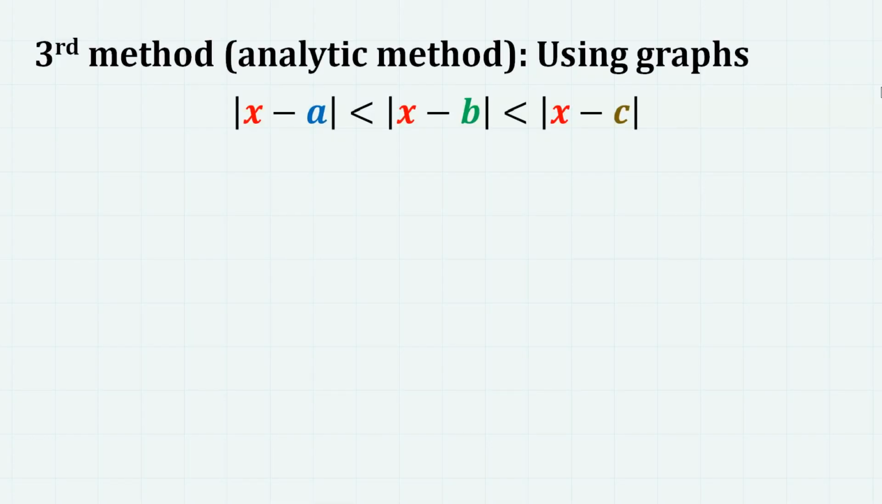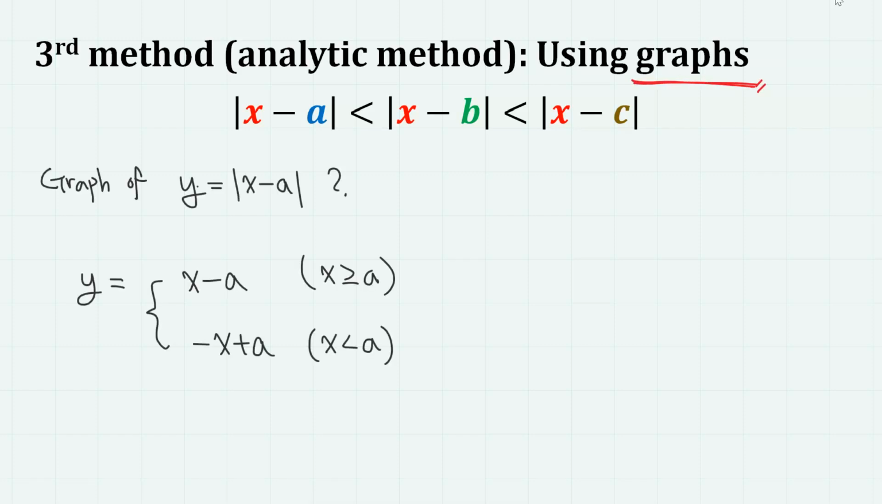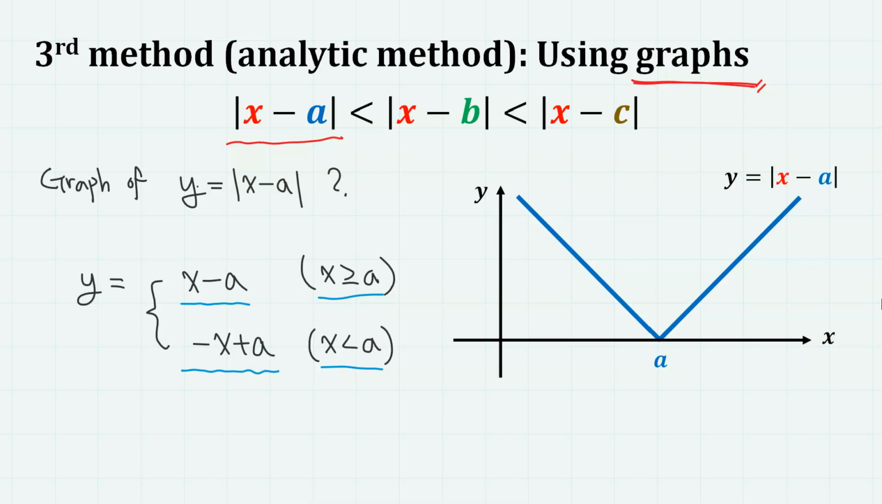And now the epic third method, using graphs. You see, we can plot the graph of y equals the absolute value of x minus a, knowing that y equals x minus a when x is greater than or equal to a, and y equals minus x plus a when x is less than a. So we can obtain a graph that looks like this. And we can do similarly for the absolute value of x minus b and the absolute value of x minus c.